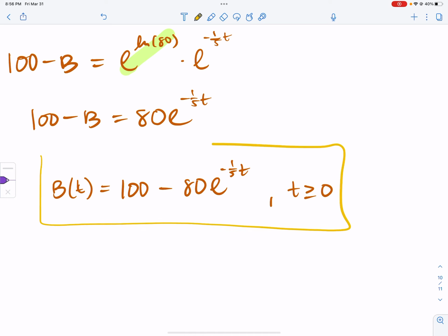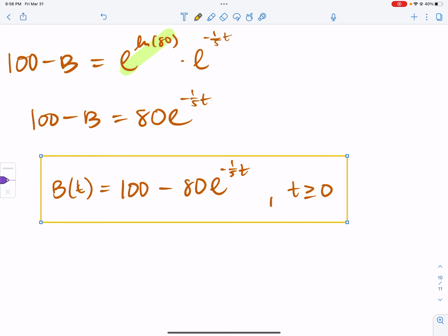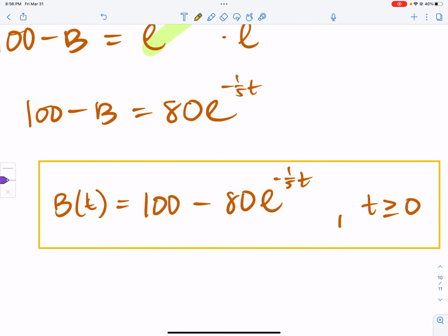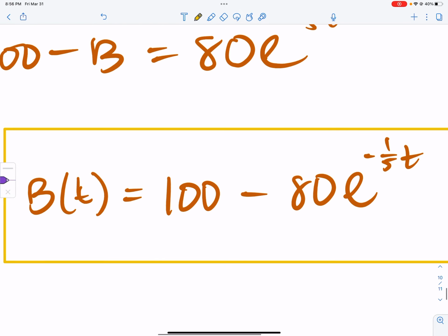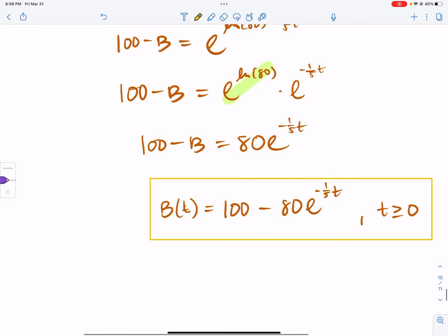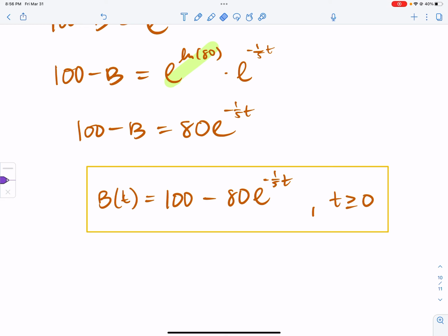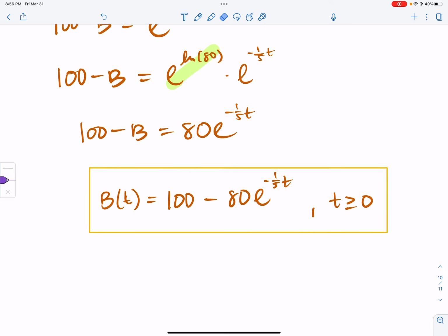So here is the particular solution. And I stated t greater than or equal to 0 because otherwise this has a domain of all real numbers. It's just an exponential function. But for this situation, since t represents time, I'm explicitly stating that t has to be greater than or equal to 0 for this function.